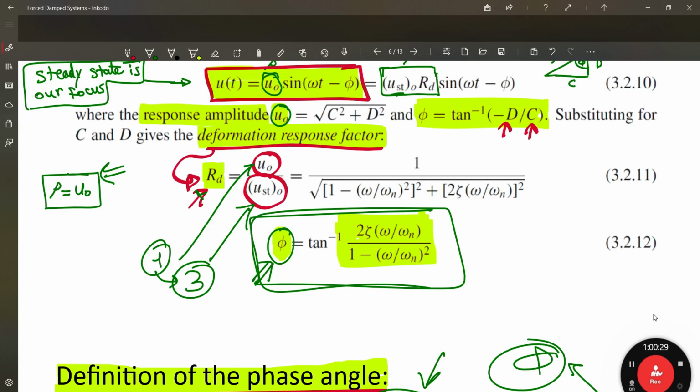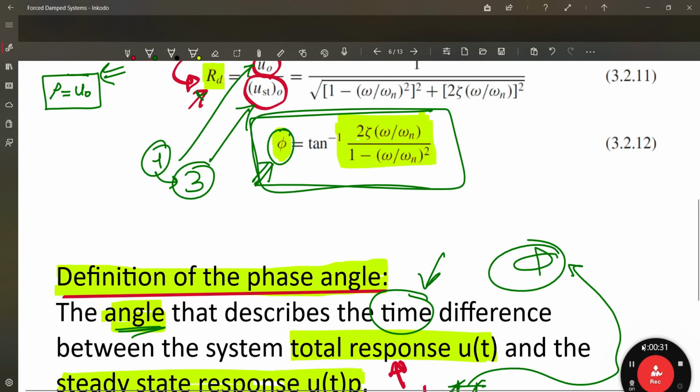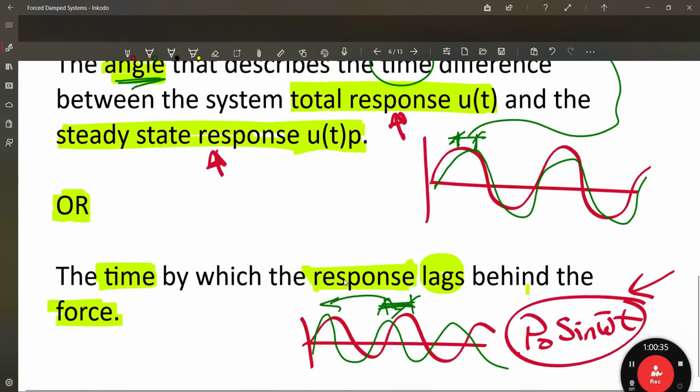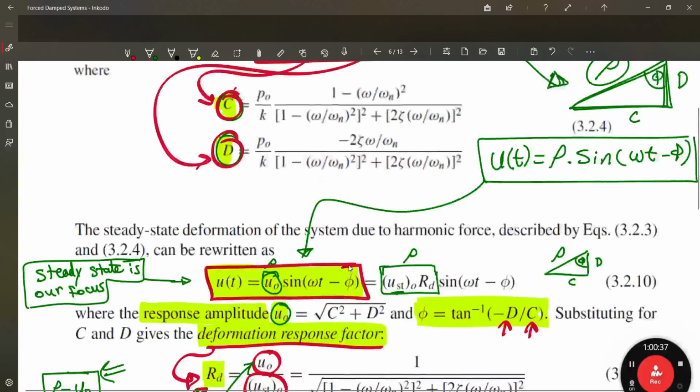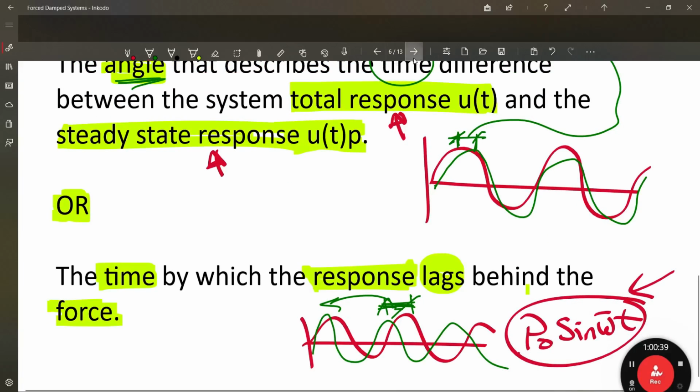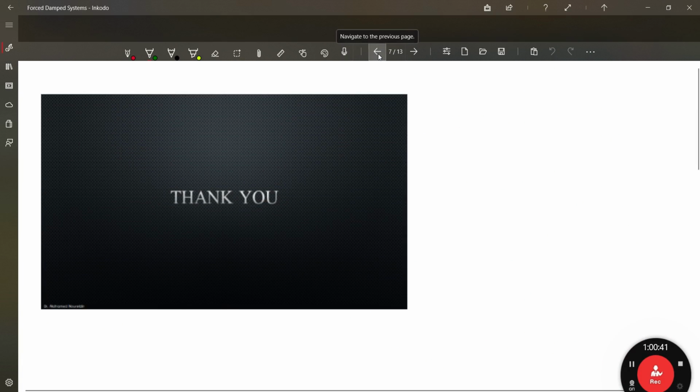This is regarding our video for today. I hope that you have understood everything, and that you got the meaning of the phase angle, the response modification factor, the effect of damping on resonance, and the solution of the equation of motion for the case of harmonic forcing on a damped system.